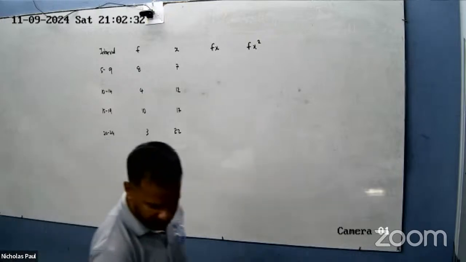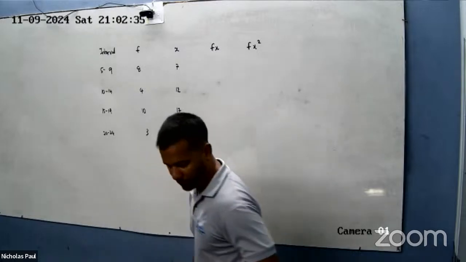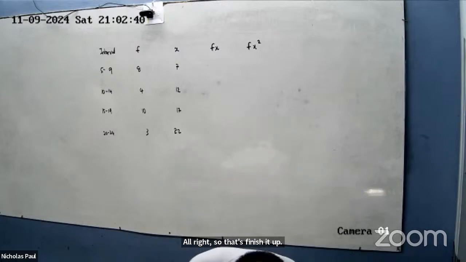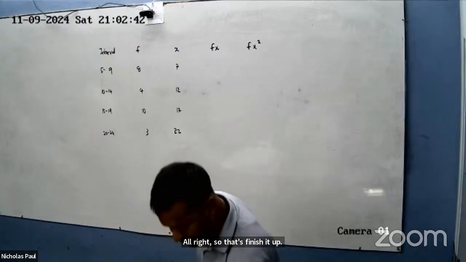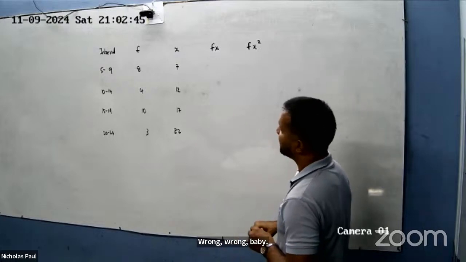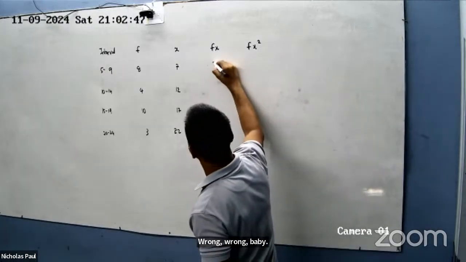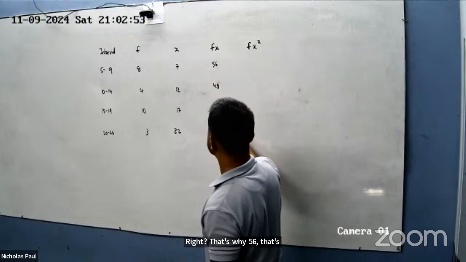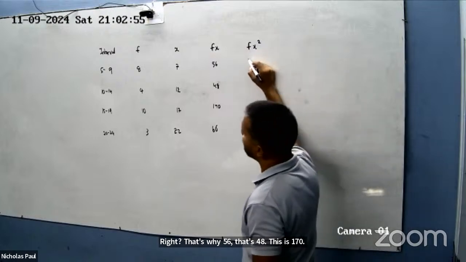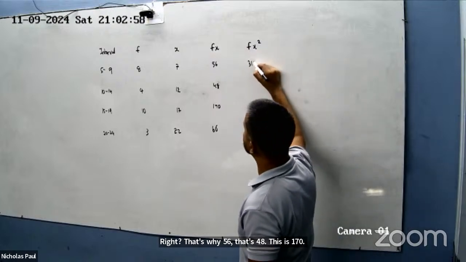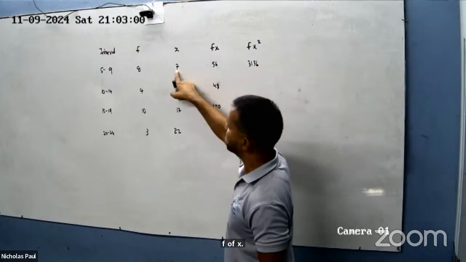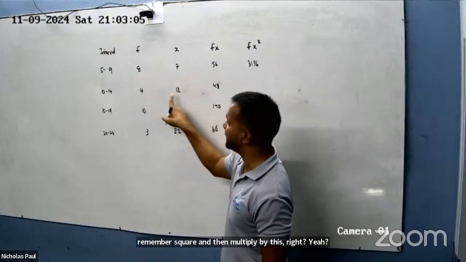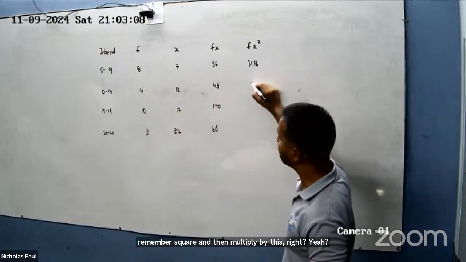All right, so that's finished up. F of x, help me out here. That's 56, that's 48, this is 170 and 66. F of x squared, help me out there. Remember you square and then multiply by this. Square this and multiply by this. Square this, multiply by this. Next one is what?